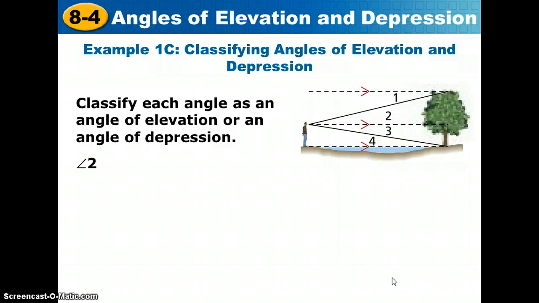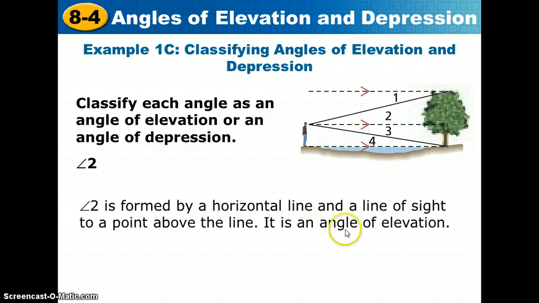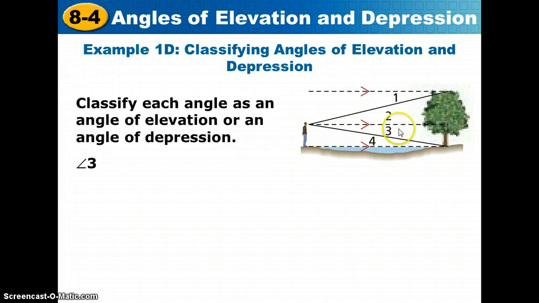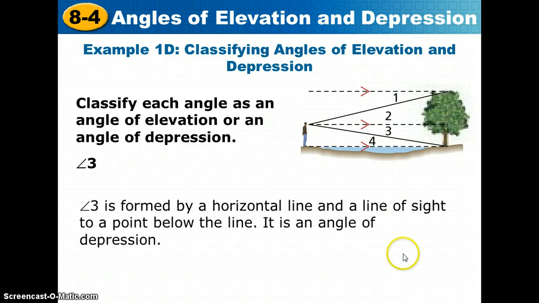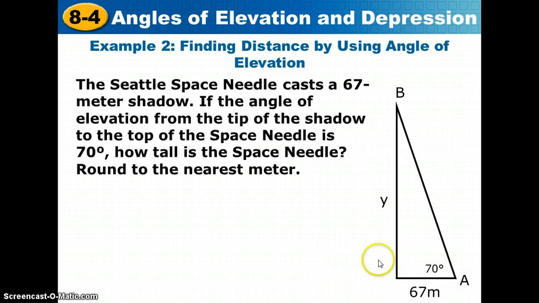Alright, if you are ready to continue, let's look at what we should get. Angle 2 is formed by this horizontal line and a line of sight to the top of the tree, which is above that horizontal, so angle 2 is an angle of elevation. Angle 3 is formed by the same horizontal, but a line of sight to a point below that horizontal, so it's an angle of depression. Let's move on to example 2.